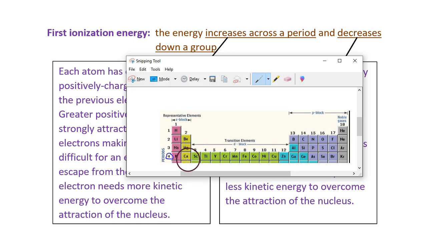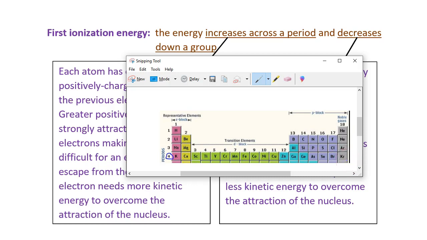Calcium's first ionization energy is a little bit greater than potassium's. As you move further to the right, over to the area of the table that contains the nonmetals, those elements have very large first ionization energies. Often they're so large that the electrons are not going to be able to escape from the atom. Therefore, these elements do not form positively charged cations.